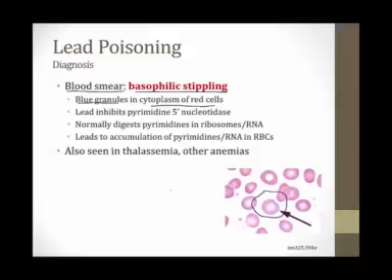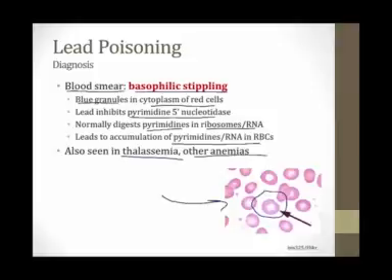The reason for this finding has nothing to do with the inhibition of heme synthesis by lead. It has to do with the inhibition of another enzyme by lead called pyrimidine 5' nucleotidase. This enzyme normally digests pyrimidines in ribosomes and RNA inside of red cells, so when this enzyme is inhibited, there will be an accumulation of pyrimidines and RNA inside of red blood cells, and that leads to the presence of basophilic stippling. You can also see this in other disorders like thalassemias and some other anemias as well.